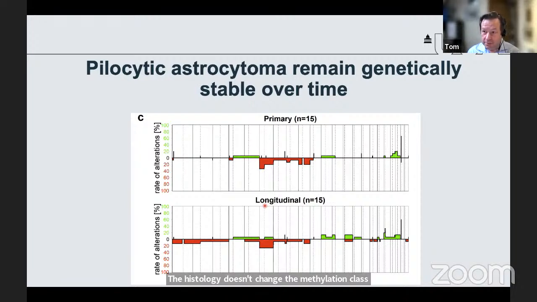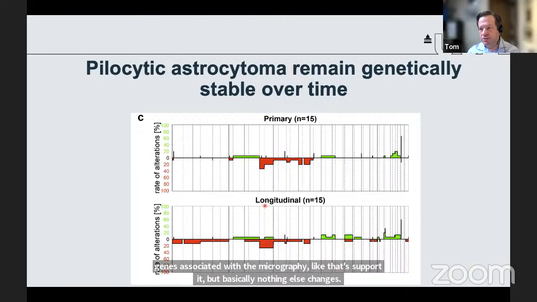There are some differentially methylated regions that tend to be in genes associated with the microglial phenotype, but that supports it. But basically nothing else changes. So you've got this very stable tumour over years that just acquires microglia.